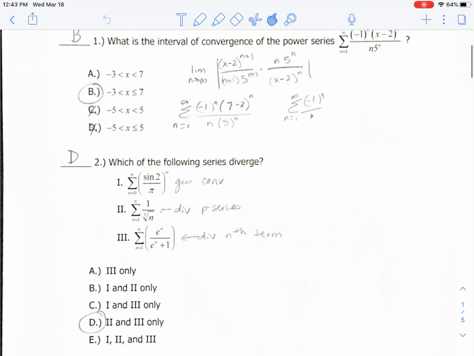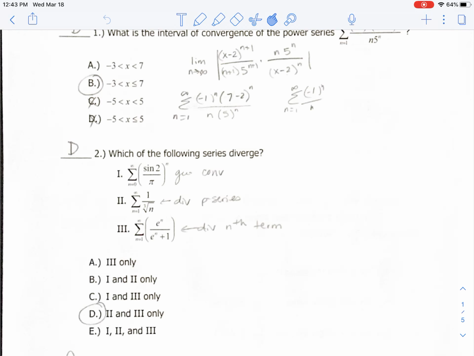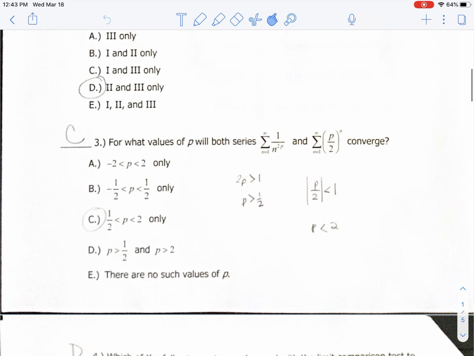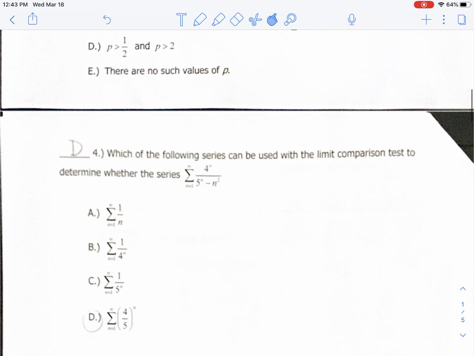Number 2, convergent geometric, divergent p-series, diverges by the nth term test. Question number 3, took a look at the p-series conditions versus the geometric series conditions, and this one would actually be in between 2 and -2, but you need the overlap of those, giving you answer choice C.